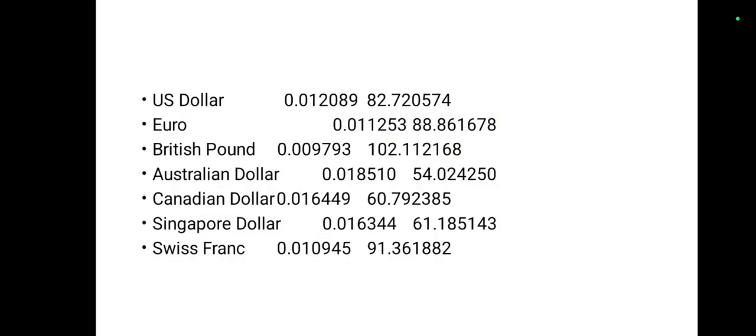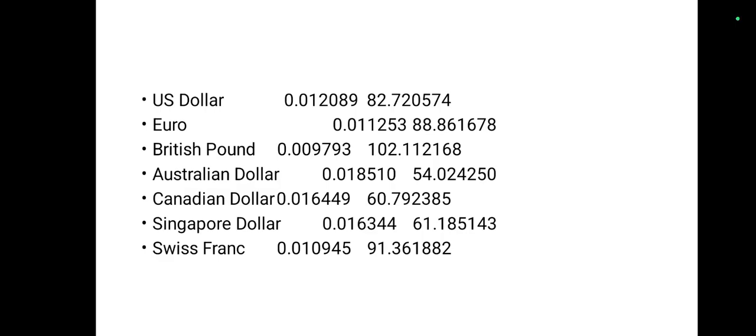You can see in this example, for 1 US dollar it is 82 rupees, or now it is 85 or 86. For the British pound, for 1 pound it is 102 rupees. And you can see on the left hand side 0.012089, that is, for 1 rupee the cost in US dollars is 0.012089. The same way, for 1 US dollar it is 82.72720574. You can see the second one, for 1 euro it is 88 rupees 68 paisa.